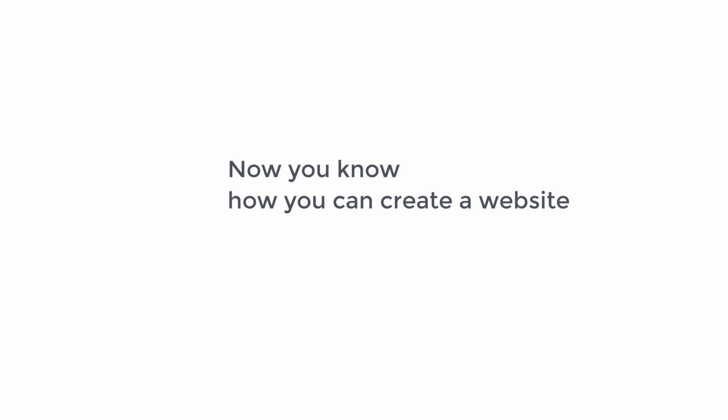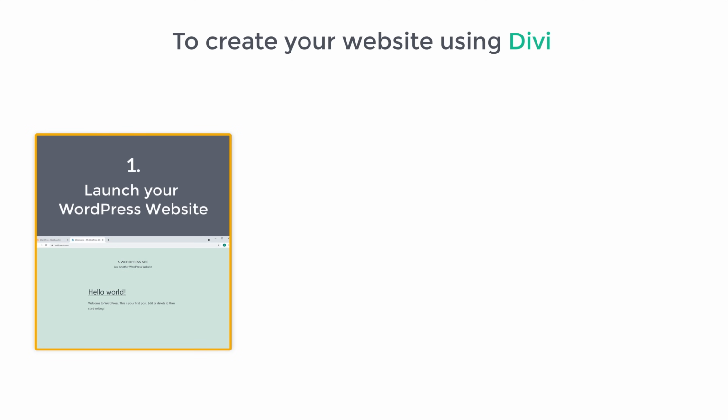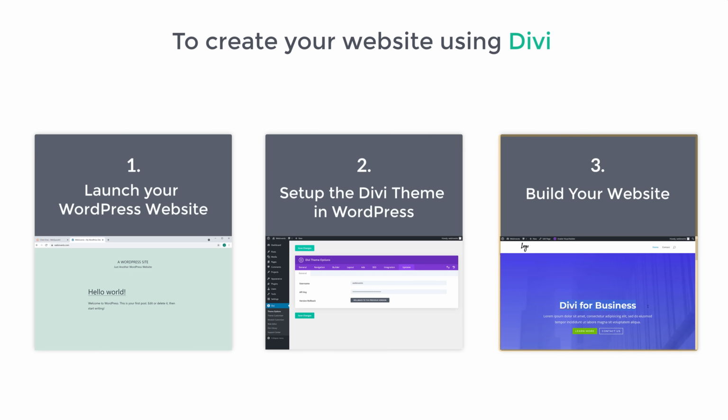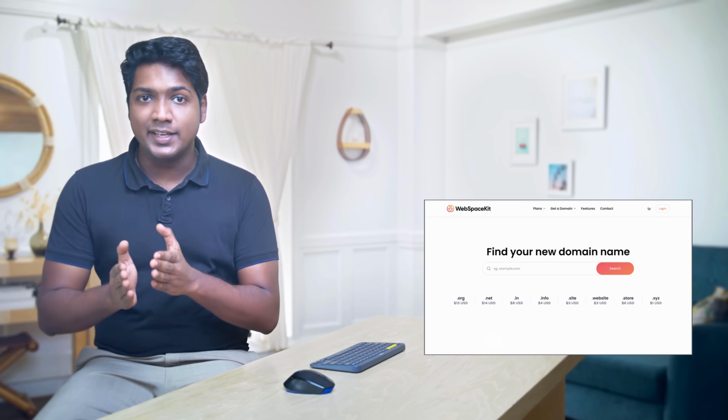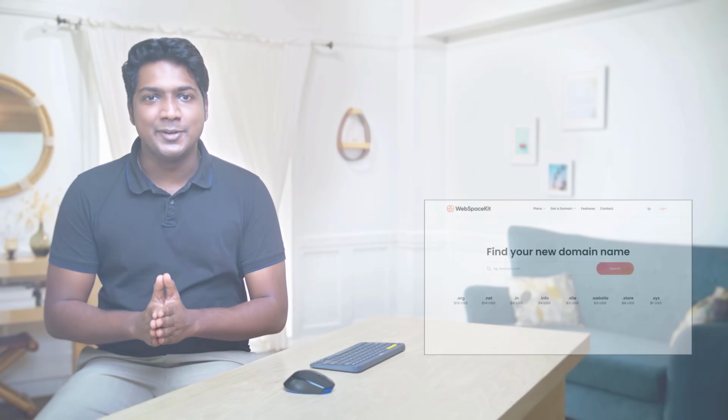Now you know how you can create a website using Divi in just a few minutes. So to create your website using Divi, you need to first launch your WordPress site, then set up the Divi theme in WordPress, and then finally build your website. Now if you're ready to start creating your website, just click here and it will take you to the page which we saw in the first step, which is choosing your website name. So just choose your website name and then build your website.